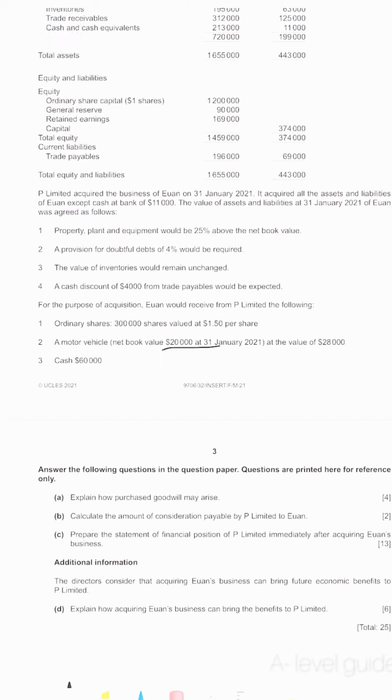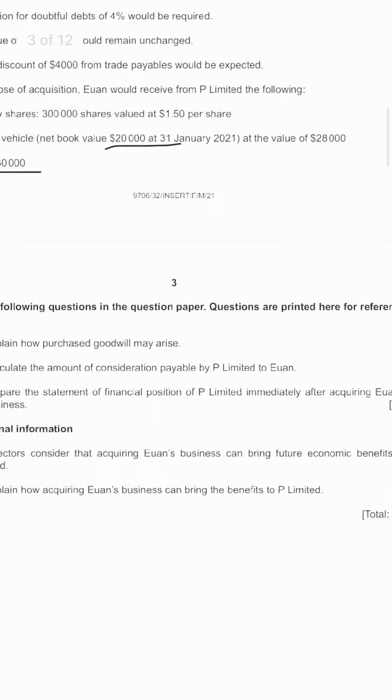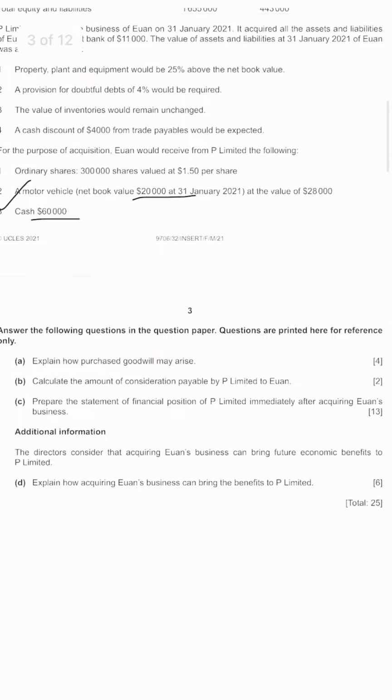And now we'll look at the question number 1, A part, which says explain how purchase goodwill may arise. So purchase goodwill is basically when you buy another business. It is the cost of acquisition, or the excess of the fair value. This is the basic definition, which is also written in the marking scheme. This is the basic definition that you need to learn when you are also preparing for your exam.